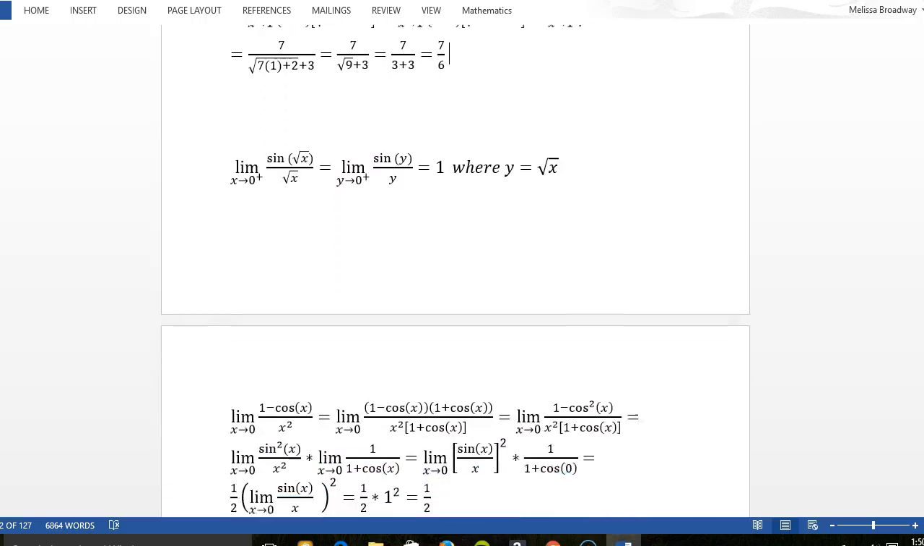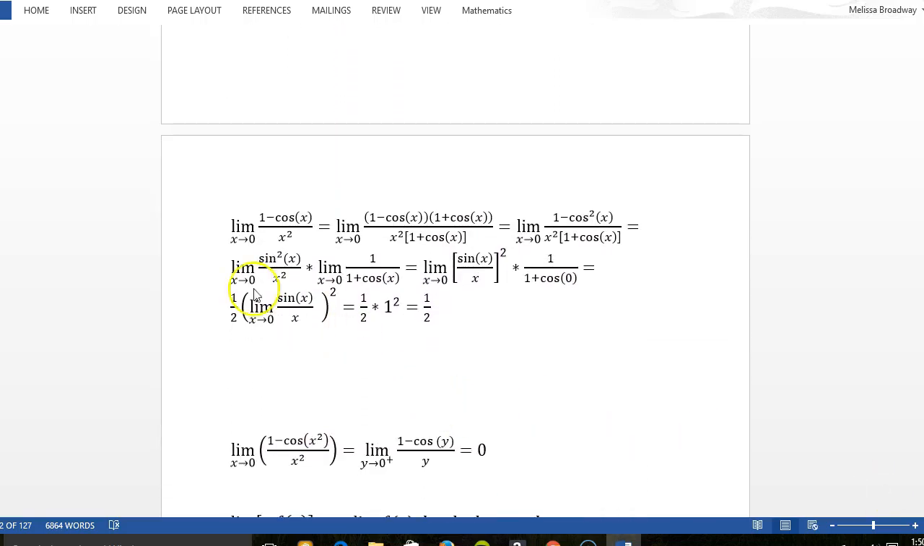So there's that. And now here's another example, and this is going to beautifully illustrate why. You remember a while back we assumed that if I just had an x down here instead of an x squared, the limit of 1 minus cosine x over just plain x would equal 0. But of course now we're not dividing by plain x, we're dividing by x squared. We can't assume that, and in fact it's not true. This is going to be a very pretty limit.